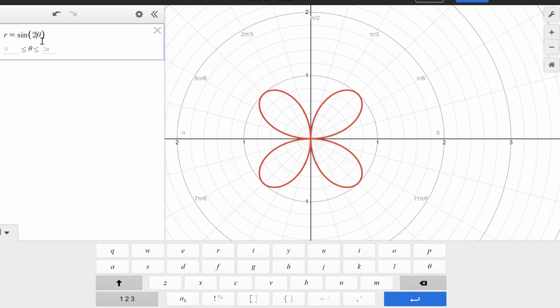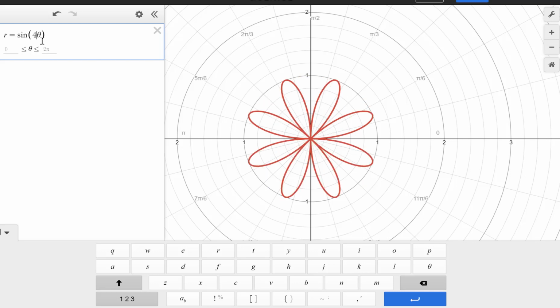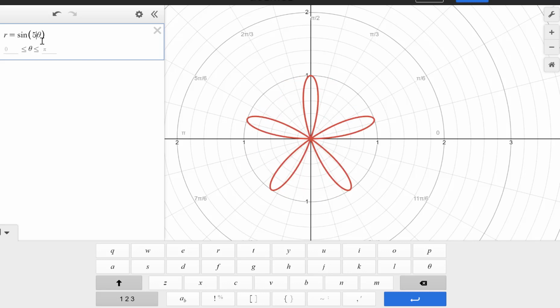But what happens if we have a 3 theta? Didn't you notice I did all even numbers? What the heck is happening? Why is there only 3? When there's 4 theta, we get 8 petals. We double it. But when we do 5, there's only 5. It's because it repeats upon itself.